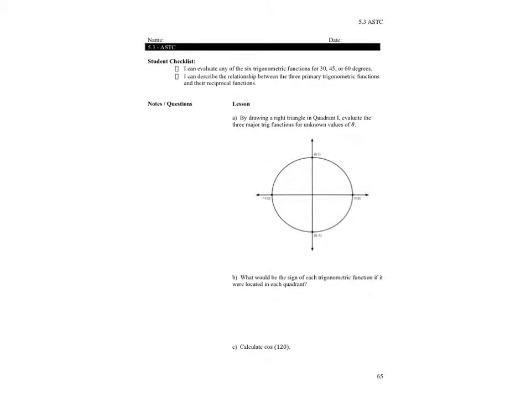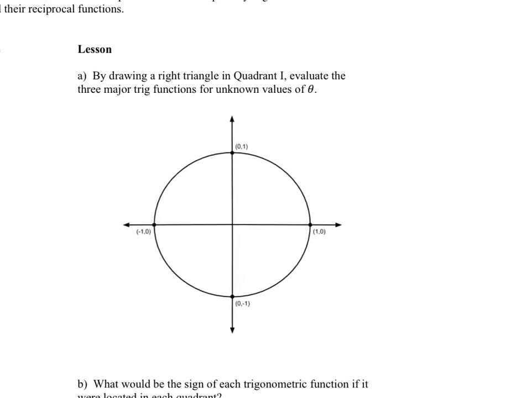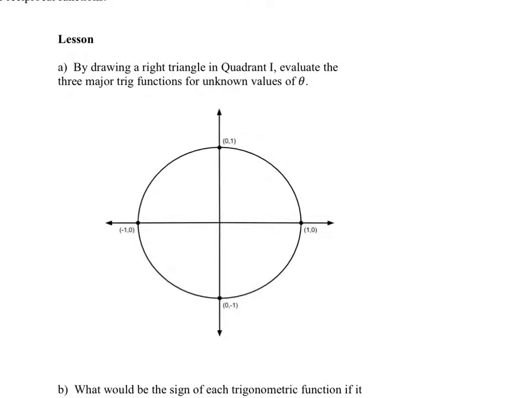All right, so in tonight's notes, we're going to be working a lot with the unit circle, and we're going to be generalizing triangles inside of the unit circle to determine the signs of each of these functions in each quadrant. So in order to show you what I mean, A says that we need to draw a right triangle in quadrant 1, and it's just going to be a generic right triangle. It's not necessarily a 30-60-90 or a 45-45-90. We're just going to draw a right triangle in here, and we do not know the lengths of the sides.